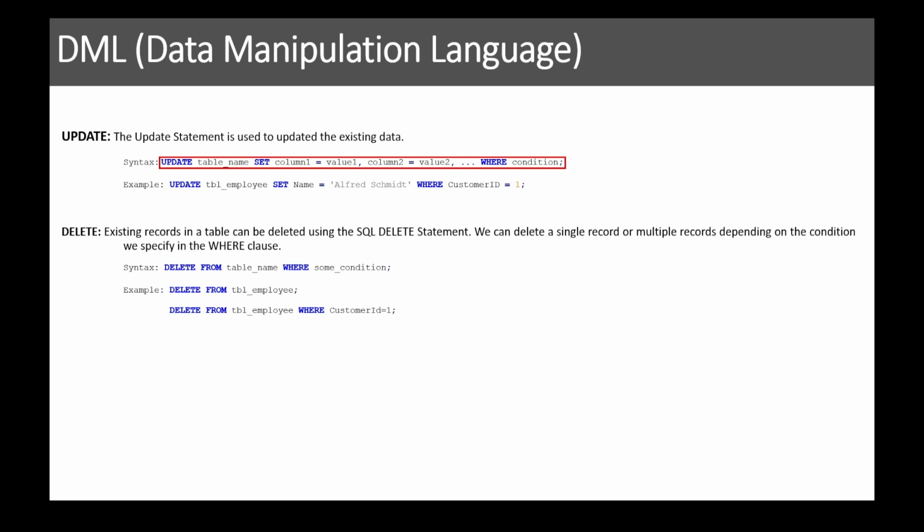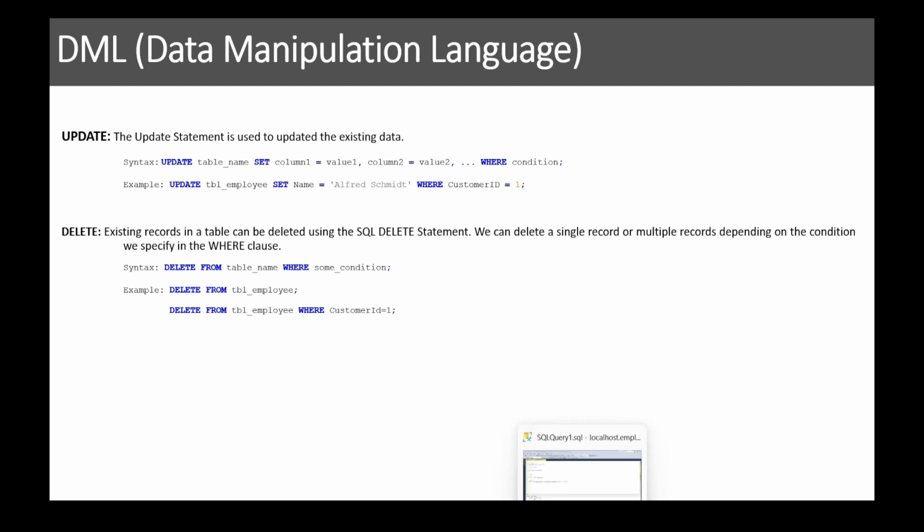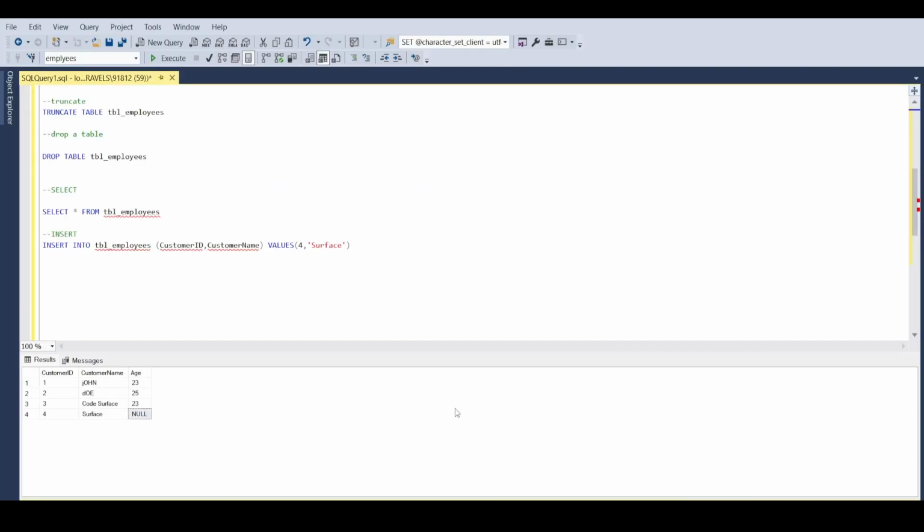Make sure of that. The example is update table set name equal to some value where customer ID equal to 1. Here you can see a new thing, WHERE. This is a where condition, or filter, we can say. We'll see a practical example in our SQL Server. Let's switch to SQL Server Management Studio.